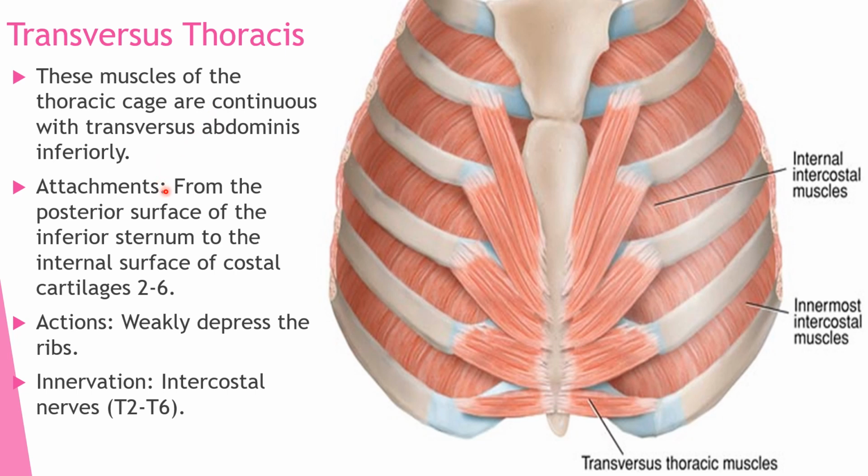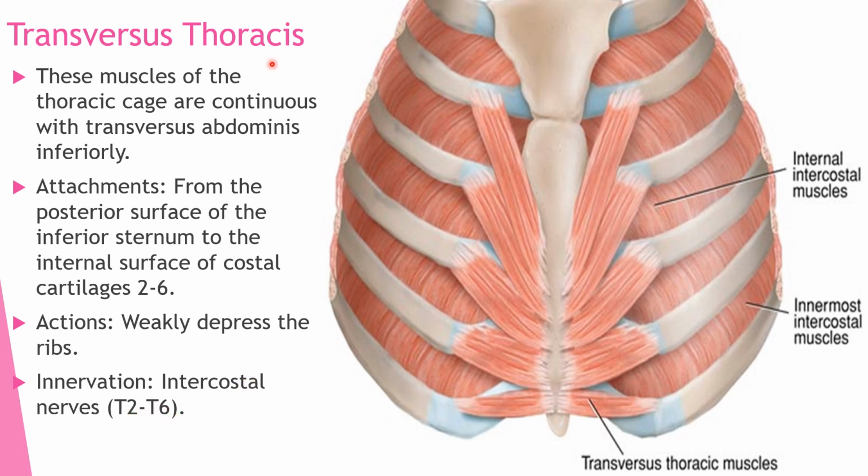Its attachment is from the posterior surface of inferior sternum to the internal surface of costal cartilages 2 to 6. This is the sternum. It weakly depresses the ribs. Innervation is from intercostal nerves T2 to T6.